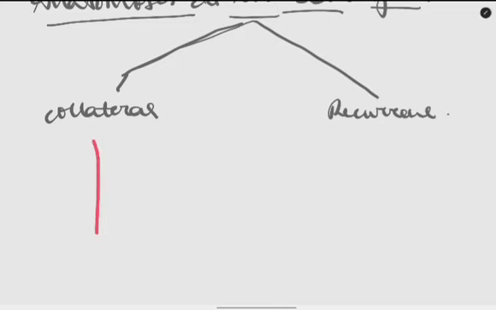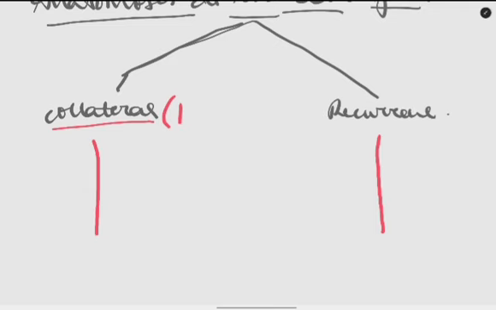So it is the collateral, and one more is the recurrent. So we are going to see what is collateral and what is recurrent. So arteries, they are represented with the red color in the textbooks, and while writing in the exams you have to draw it with the red color. So yeah, collateral, what does collateral mean?